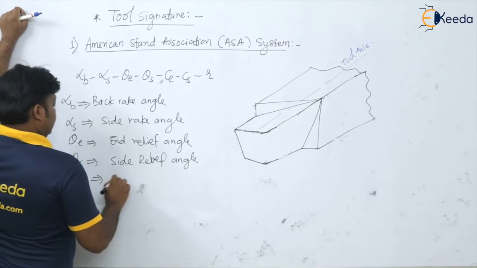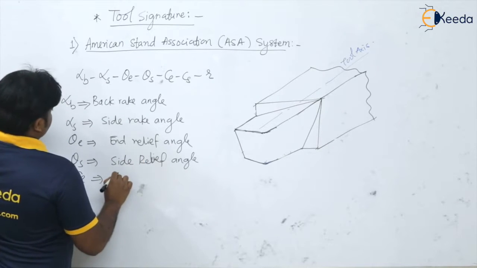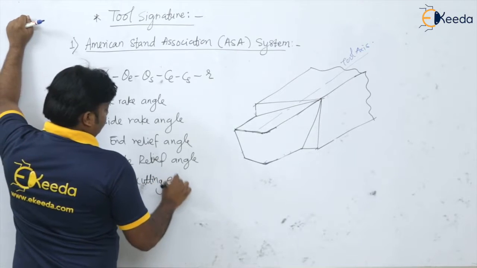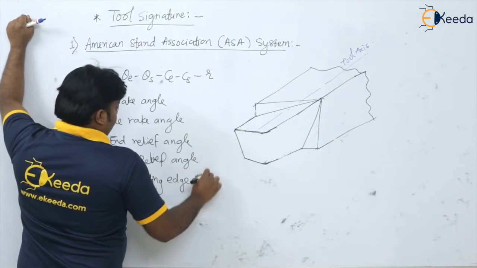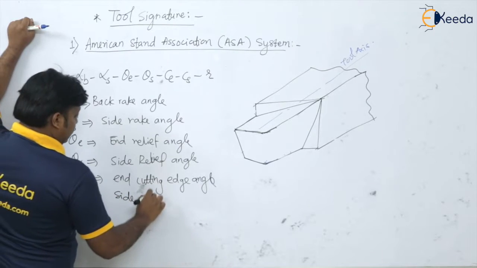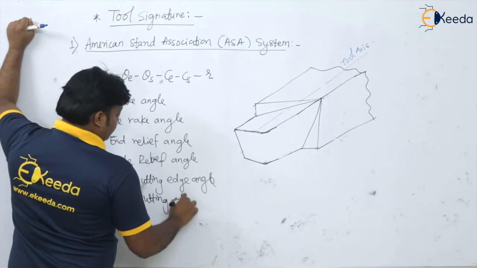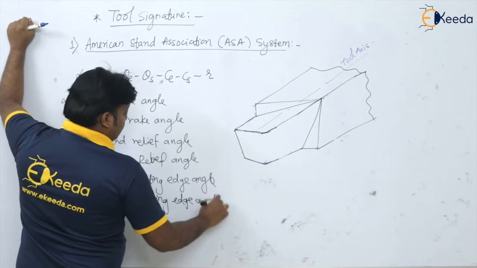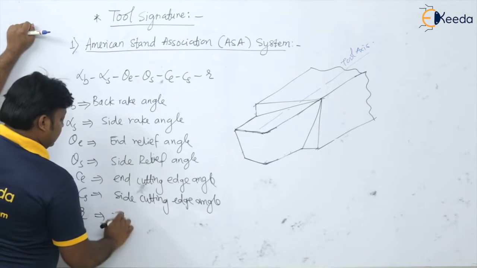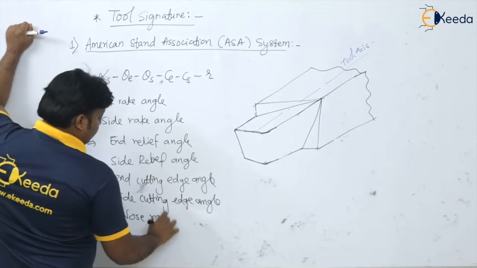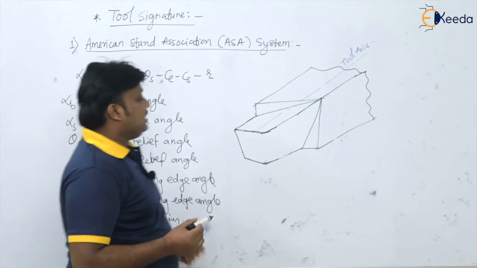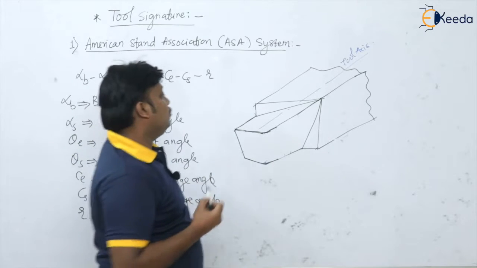CE is the end cutting edge angle, CS side cutting edge angle, and the only one linear dimension we are having is the nose radius. Okay. So ASA system I am going to show you on the single point cutting tool.